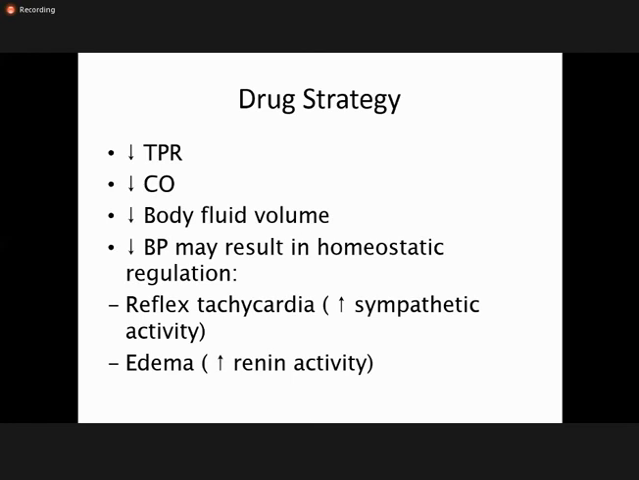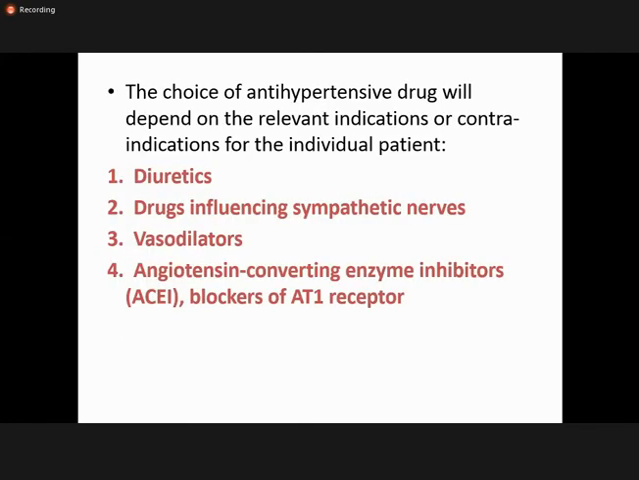And already I told you when there is increased renin secretion, it will stimulate the angiotensin aldosterone system, and this activation will lead to increased reabsorption of salt and water. So that is why you can see it may cause edema, increase body fluid volume, and that will again increase the blood pressure. The choice of antihypertensive drug will depend on the relevant indication, right? Or contraindications for the individual patients.